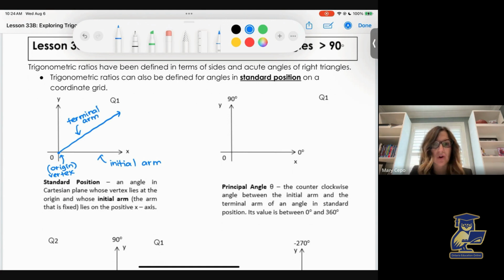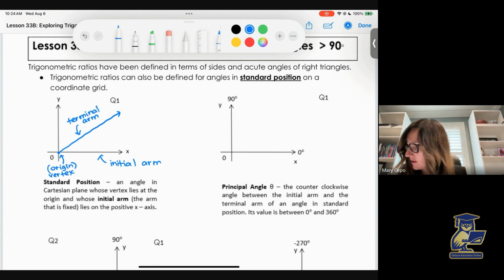Okay, but we can move that arm into the different quadrants because we know that there are 4 quadrants on a grid. We also want to define what is the principal angle. The principal angle, which is denoted as theta, the Greek symbol, is the counterclockwise angle between the initial arm and the terminal arm of an angle in standard position. Its value is between 0 and 360. And what we mean by that, it could be in the first quadrant, which is 0 to 90, second quadrant, 90 to 180. You can move that terminal arm into the third quadrant, which is between 180 and 270, and then back to a full circle between 270 and 360 in quadrant number 4.